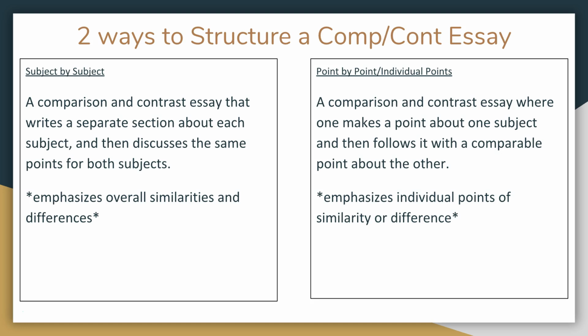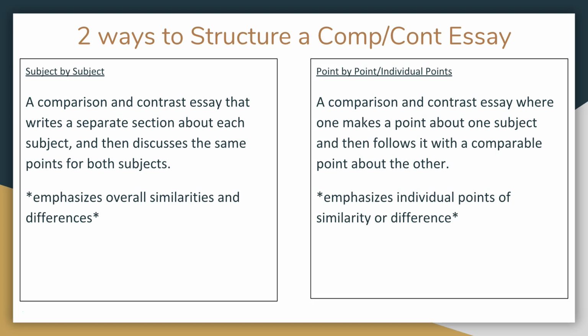Now, there are two ways to structure a compare and contrast essay. One is subject by subject, and the second is point by point. Subject by subject is a compare and contrast essay that writes a separate section about each subject and then discusses the same points for both subjects. This particular model emphasizes overall similarities and differences.